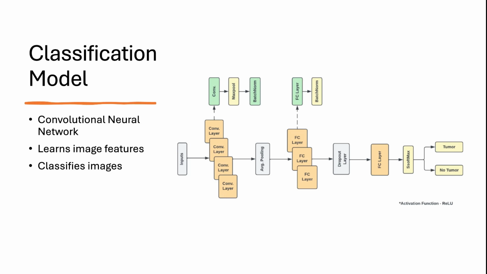Here we have the model diagram for our classification model. We opted to use a convolutional neural network for image classification. Images go through 4 convolutional layers consisting of convolution, max pool, and batch normalization. Then average pooling, 3 fully connected layers with batch normalization, a dropout layer for regularization, one final fully connected layer that goes to 2 neurons, tumor or no tumor. Softmax is used for the final output.